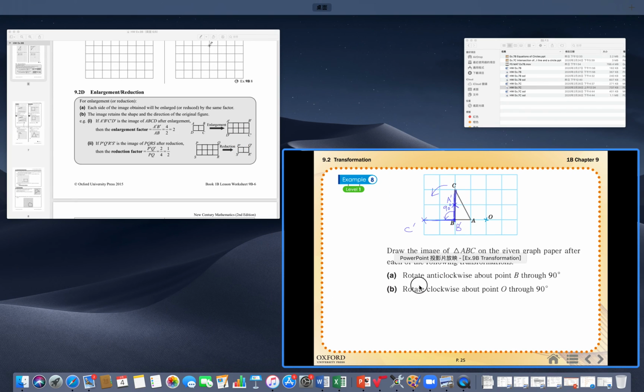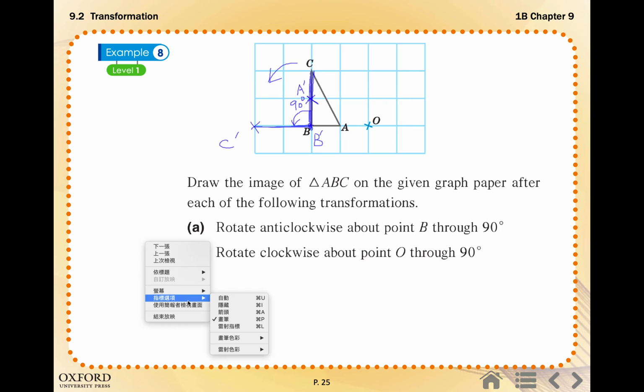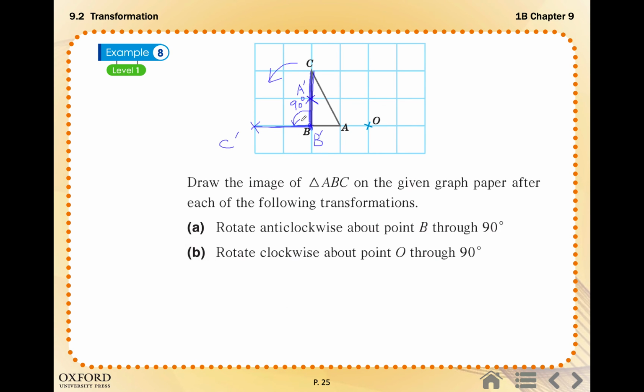Then try to join the vertices, I mean A dash, B dash, and then C dash. Then you will get the image after the rotation for part A, the red part. The red part is the solution for part A.